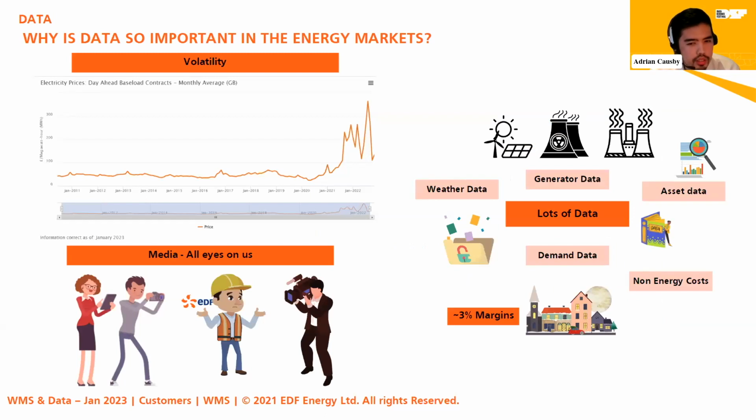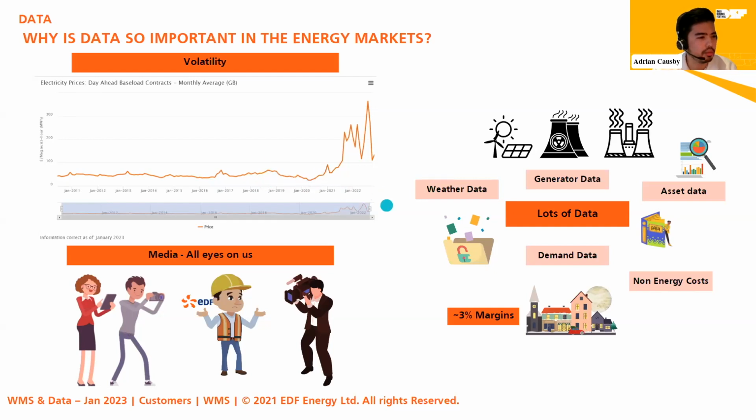So why is data so important in the energy market? If we look at this chart here on the top left, we've got volatility. So this is the electricity prices, the day ahead prices. It's a monthly average that shows about 10 years in the past. And you can see that pre-2021, things were kind of predictable. It was easy for us to forecast.